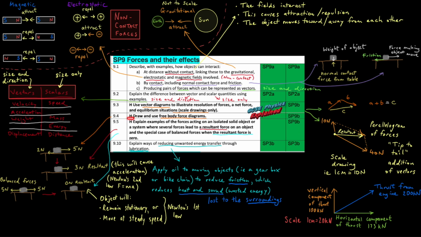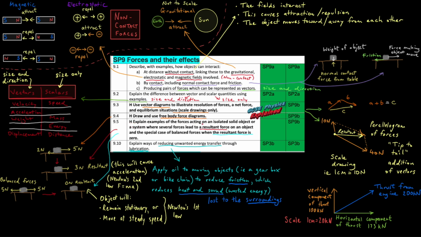9.4, again higher. Draw and use free body force diagrams. So you've got 2 newtons of force represented that way, 5 newtons of force represented that way, and you'll end up with a resultant of 3 newtons that way. So obviously if it's like tug of war, this 5 newton team has won by how much? By 3 newtons.